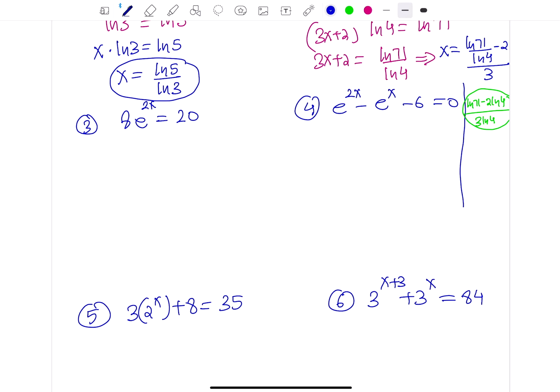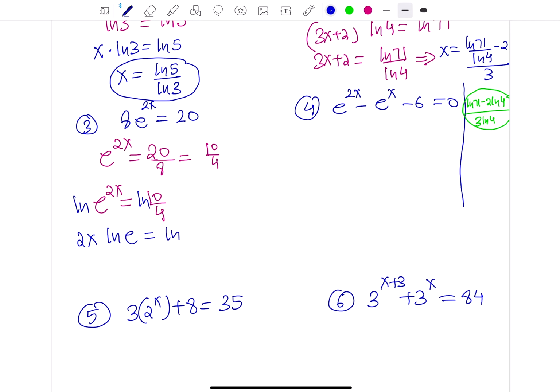Example 3: 8 times e to the power 2x equals 20. So the first step is to get the exponentiated term alone. Divide both sides by 8, which turns out to be 10 over 4. e to the power 2x equals 10 over 4. Go ahead and take natural log on both sides. And that would be 2x times natural log of e equals natural log of 10 over 4.